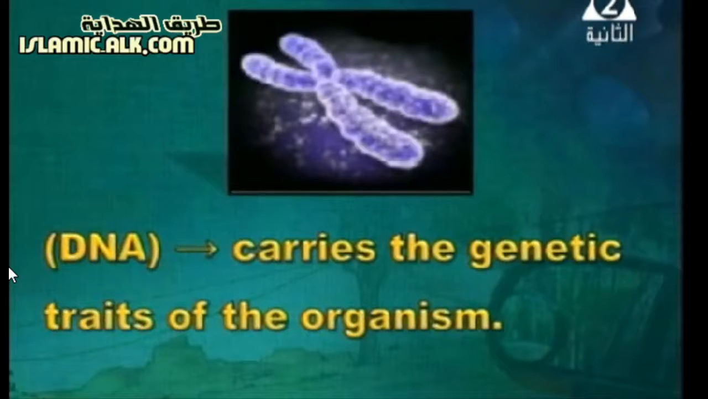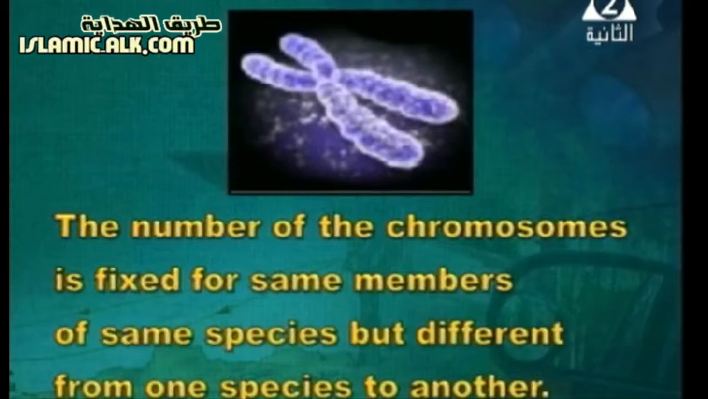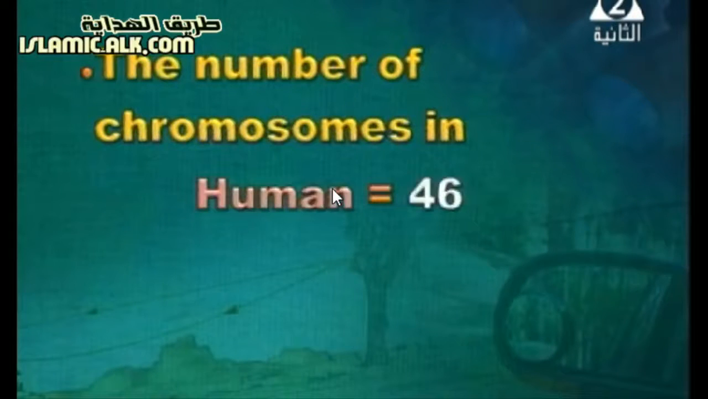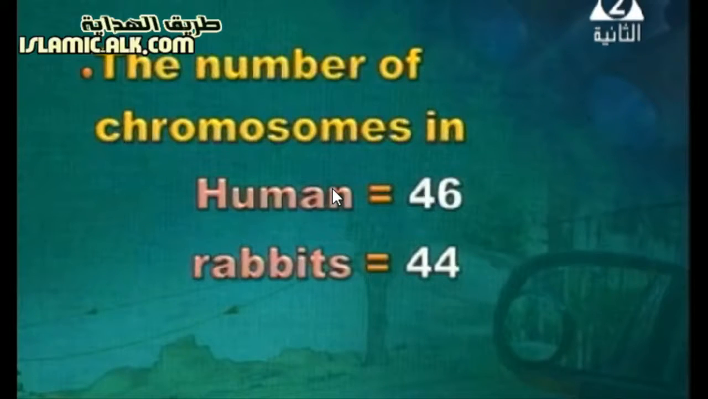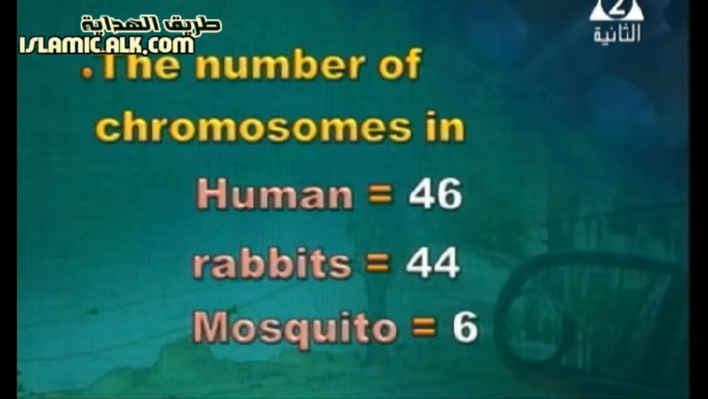What does DNA mean? DNA carries the genetic traits of all living organisms. The number of chromosomes is fixed for members of the same species, but it is different from one species to another. For example, the number of chromosomes in humans equals 46. It can be said another way: humans contain 23 pairs of chromosomes. The number of chromosomes in rabbits equals 44, in mosquito equals 6, and the onion plant contains 16 chromosomes.